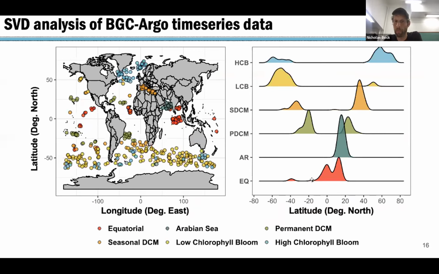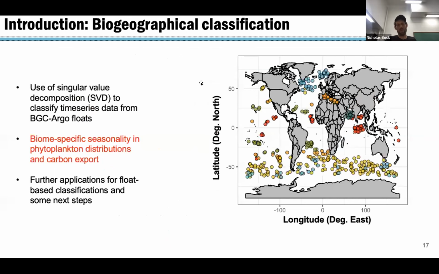This included the equatorial biome with time series concentrated around the equator, the Arabian Sea biome with time series solely located in the Arabian Sea, the permanent deep chlorophyll maximum biome with time series concentrated in the central gyres of each basin, the seasonal deep chlorophyll maximum biome with time series concentrated in the Mediterranean Sea and the subtropical frontal zone, and then the low chlorophyll bloom biome and the high chlorophyll bloom biome. Low chlorophyll bloom biomes were primarily located in the Southern Ocean, while high chlorophyll bloom biomes were primarily located in the North Atlantic.